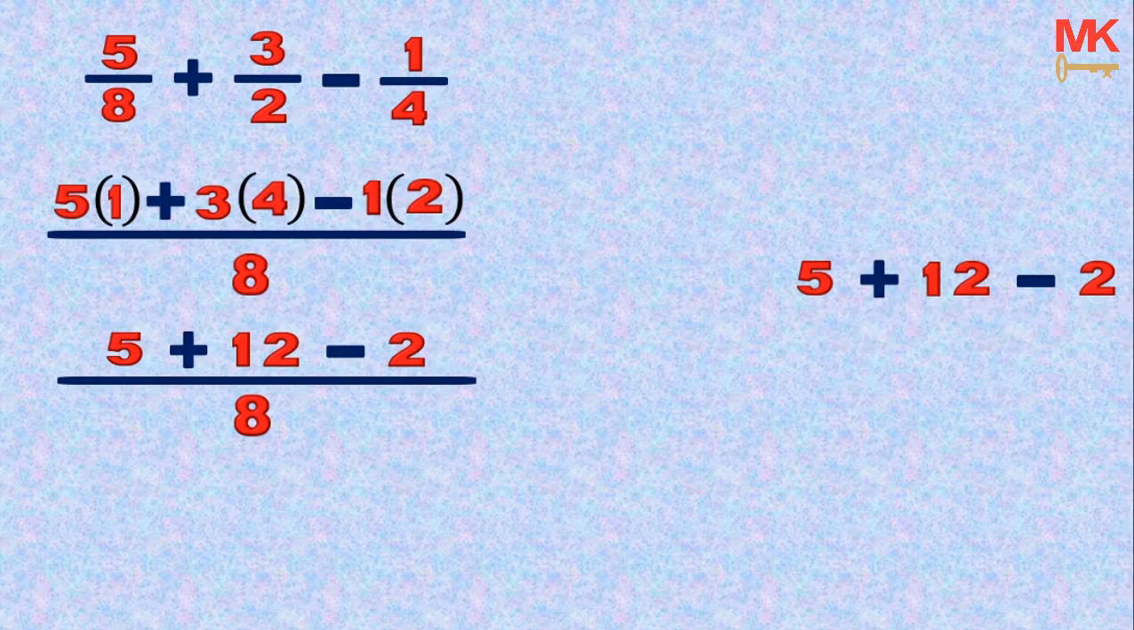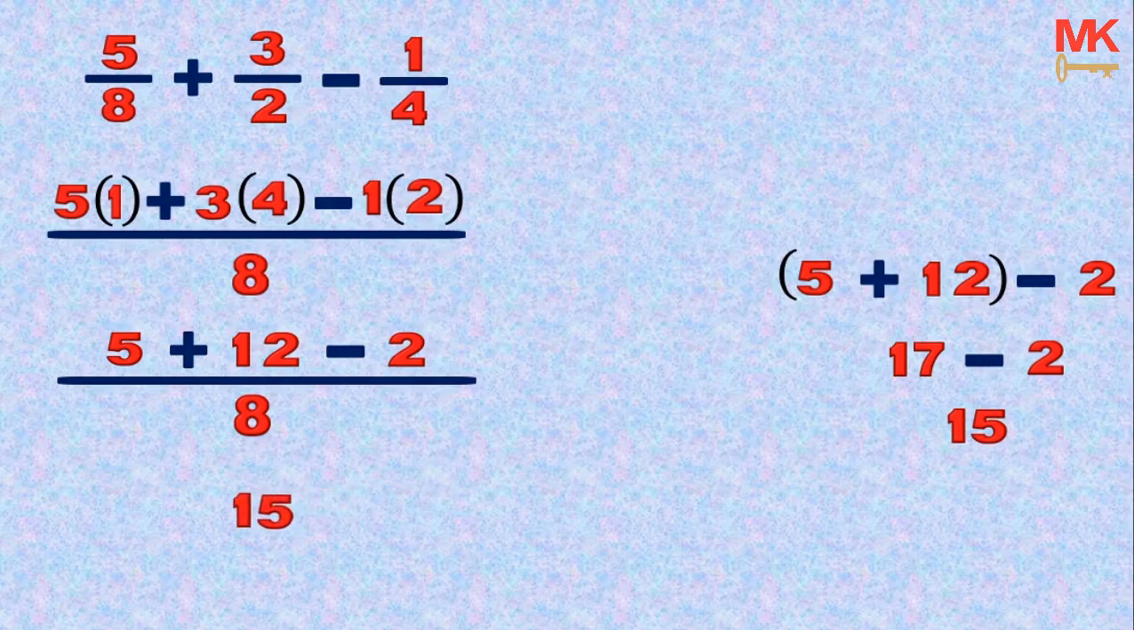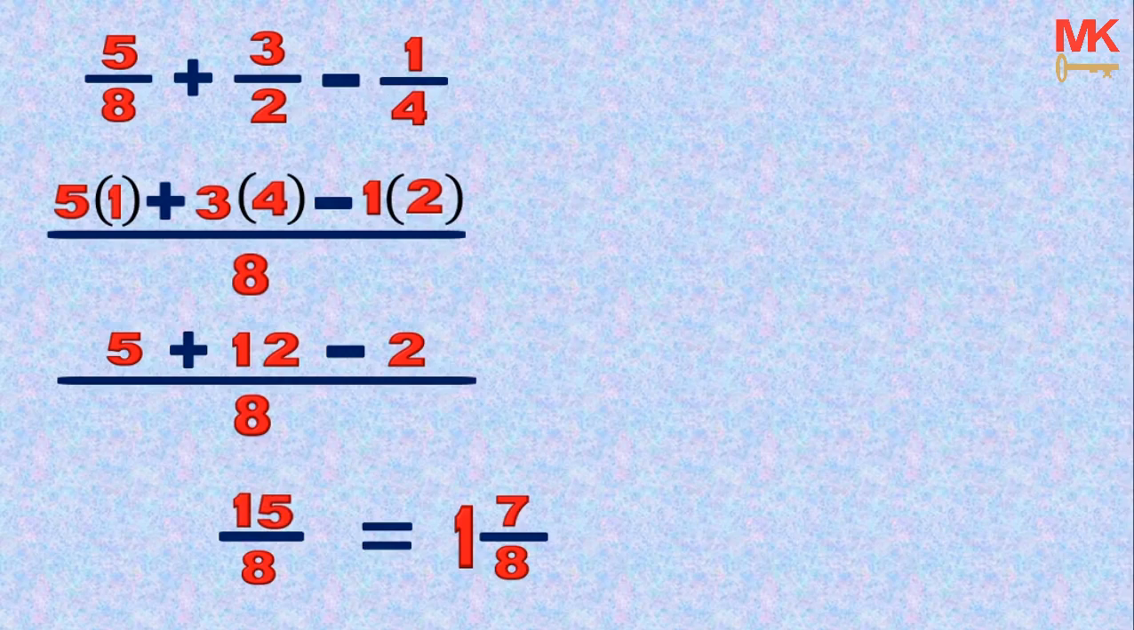So this operation must be done from the left to the right, and that's the correct way of doing that. So we have 5 plus 12 done together first, which gives us 17, and then we'll keep our negative 2. Of course, 17 take away 2 gives us 15, and then our new fraction becomes 15 divided by 8, or one whole number, 7 over 8. So our final answer is 15 over 8, or one whole number, 7 over 8. Let's see another example.